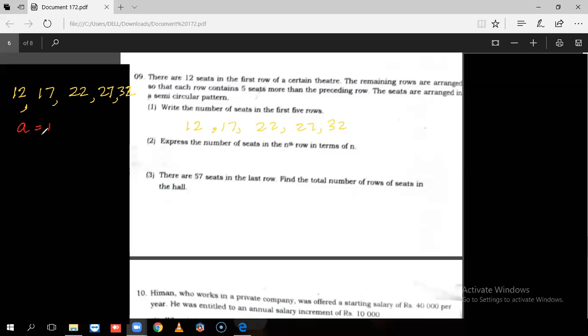a equals 12. Common difference: 17 minus 12, that is 5. Then you can write Tn equals the common difference 5n plus the first term 12 minus 5. That gives 5n minus 7.